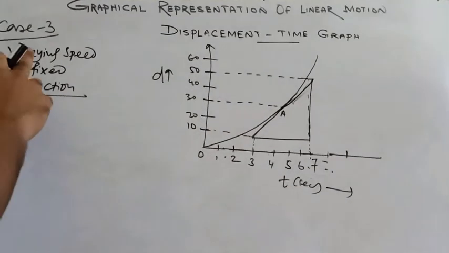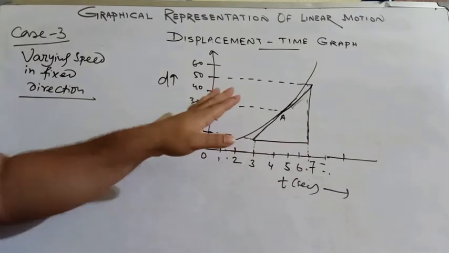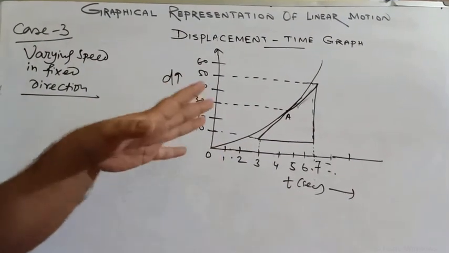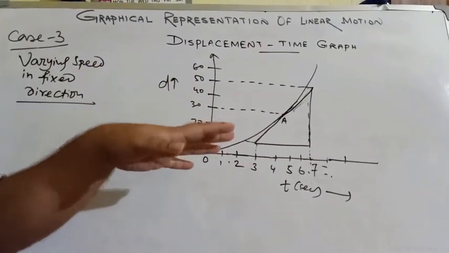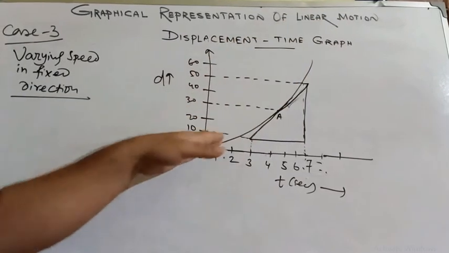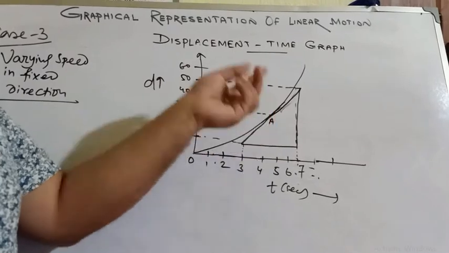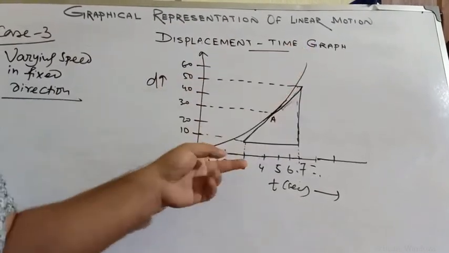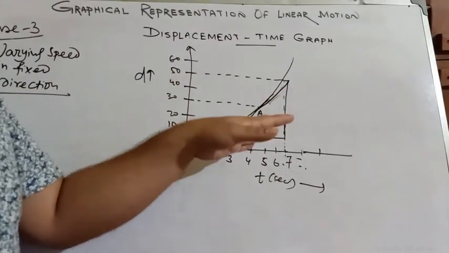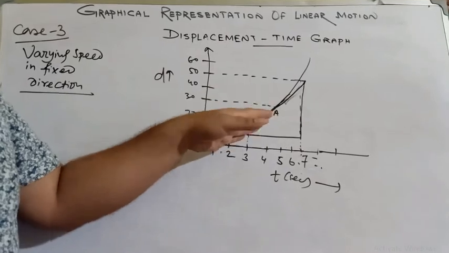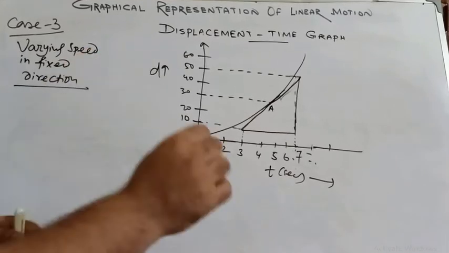Case 3 is varying speed in a fixed direction. It means if a body moves with varying speed in a fixed direction, the displacement time graph, the d-t graph, is not a straight line. See, it is not a straight line, rather it is a curve. The velocity at any instant, if we want to calculate, can be obtained by finding the slope. And here the proper slope we are not getting, that's why we have to draw one tangent.